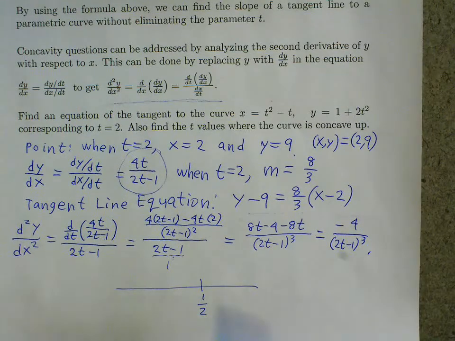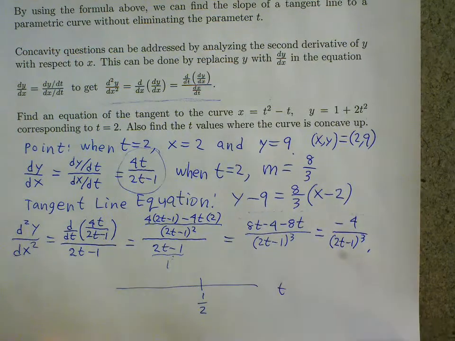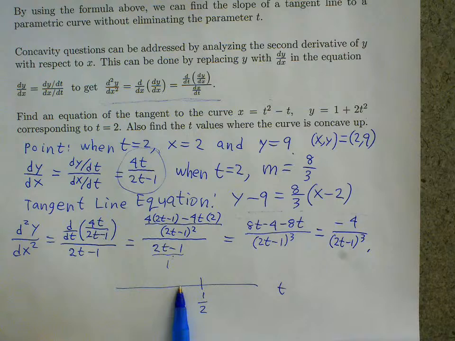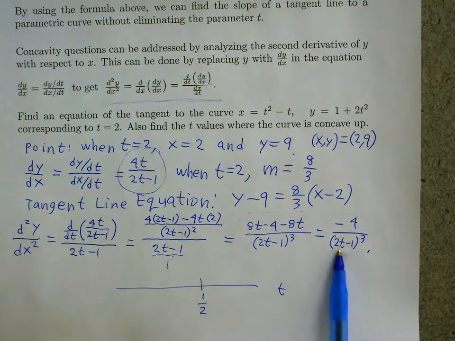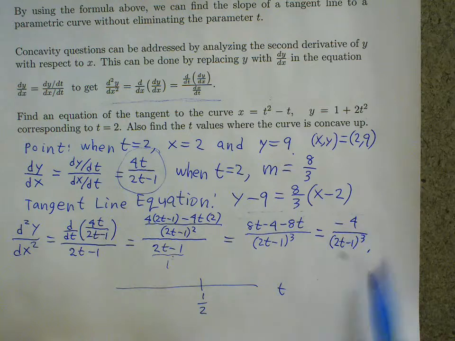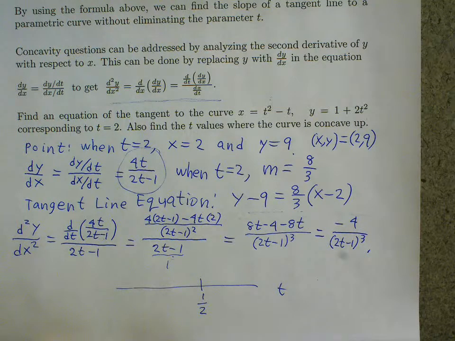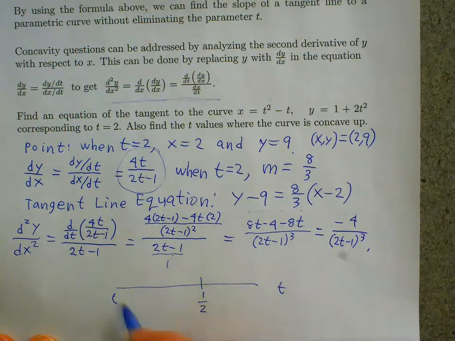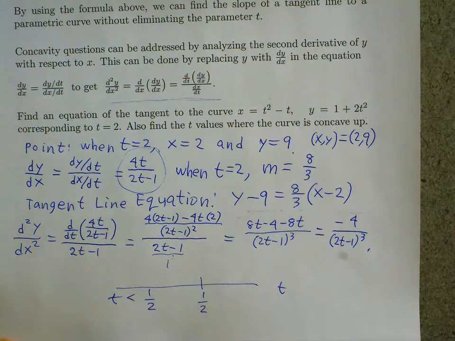So this is our t-axis, and we can pick a test point. We can pick t to be 0, and when we replace t with 0, we get negative 4 over negative 1, which is positive. So t less than 1/2 corresponds to the second derivative being positive.